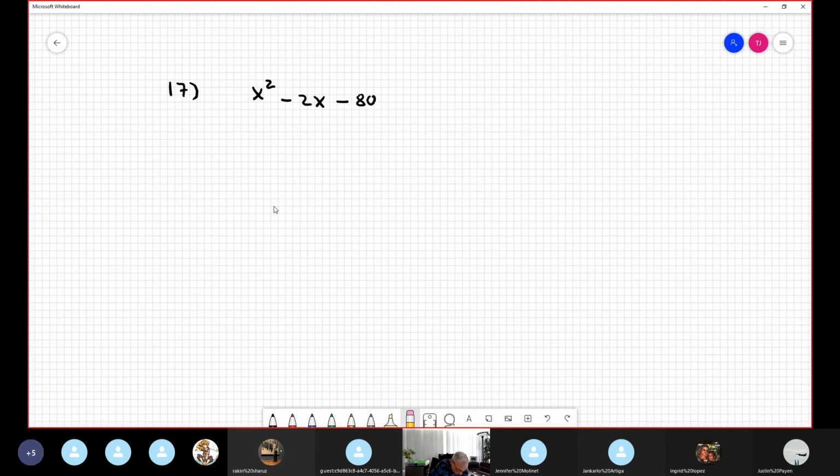Let me try here. x squared minus 2x minus 80. Okay, there you go. Entonces now I open 2 parentheses. I put a variable que es x. Entonces, what is the combination? I need to find the key. And the key is 2 numbers that multiply give me 80, and when adding or subtracting, give me 2.